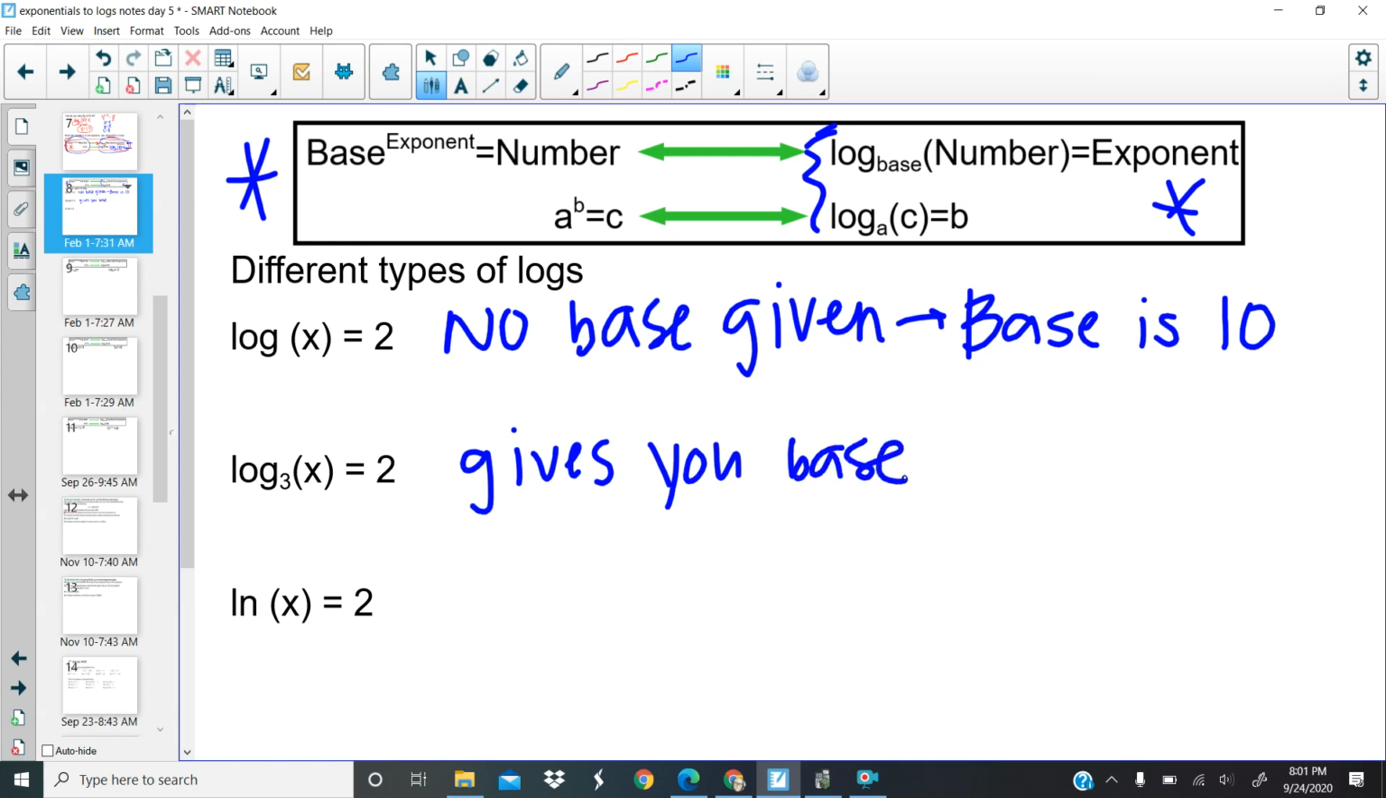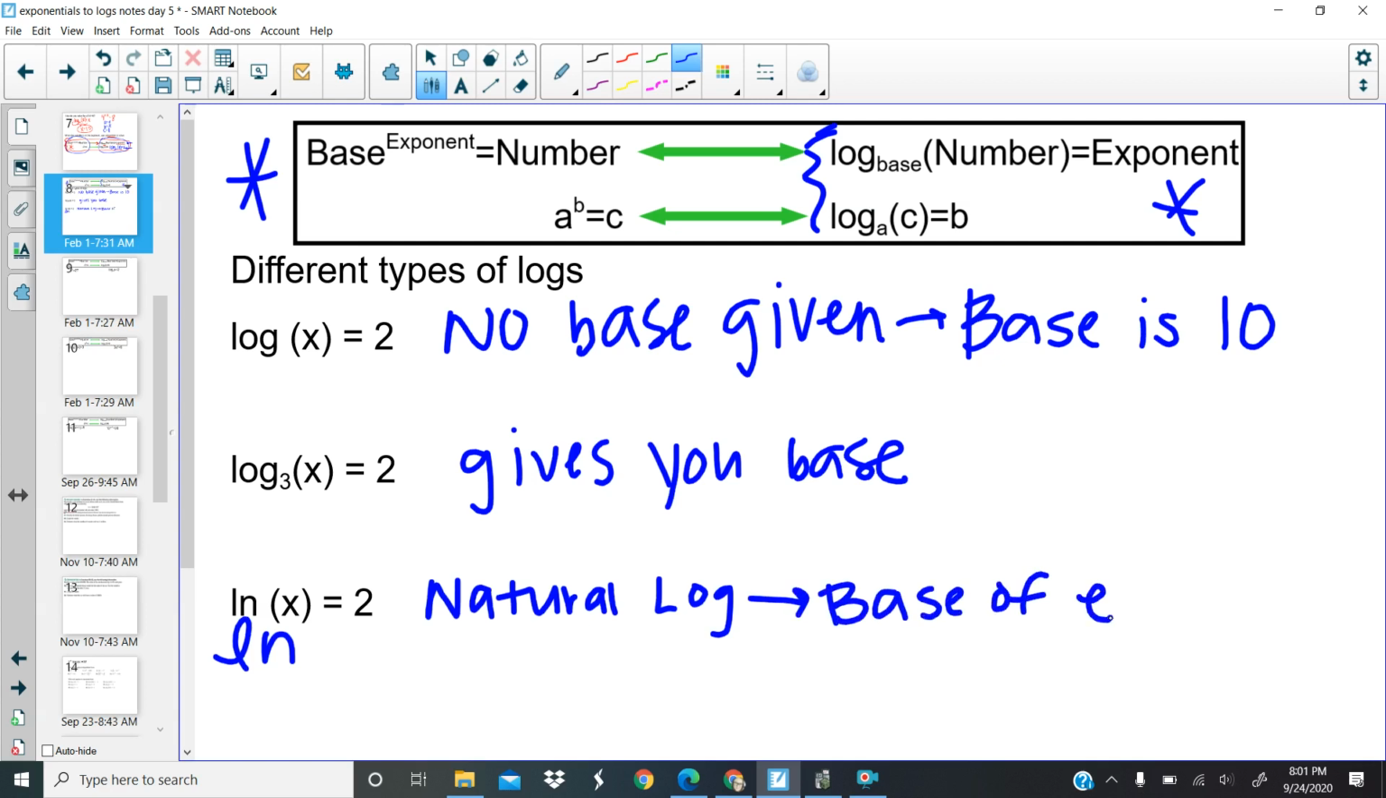And then the last form actually says ln. It's not "in", it's ln. That's how I'll be writing it, and that is called the natural logarithm. I'll be referring to that as natural log. The natural log has a base of e. So remember, in your calculator to get e, you would hit second divide.